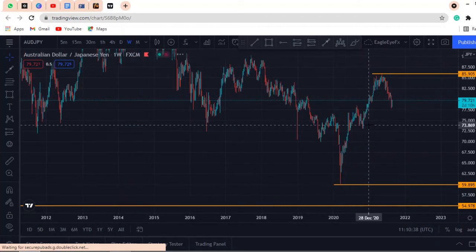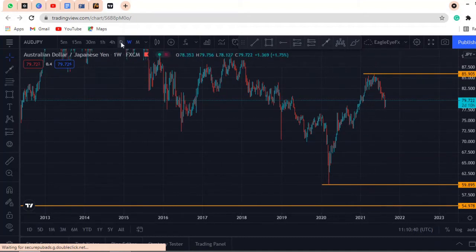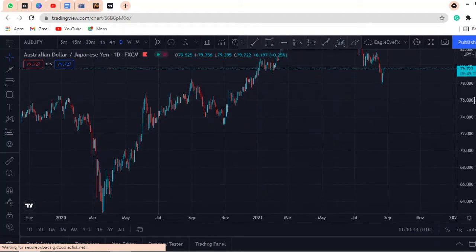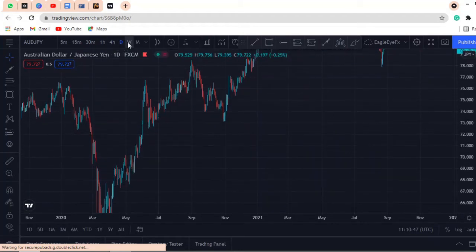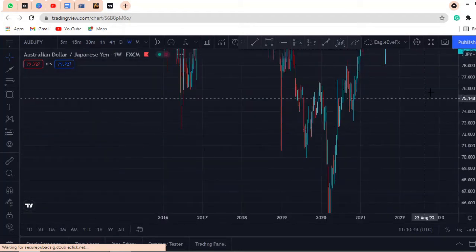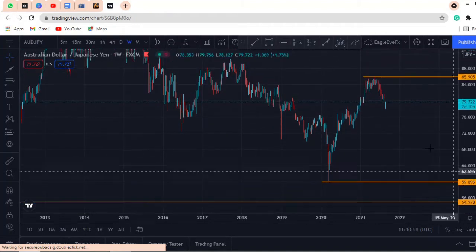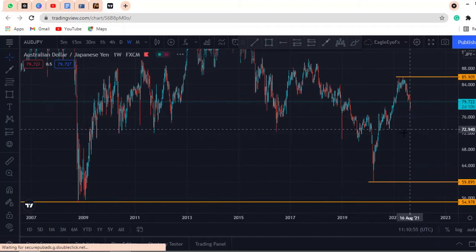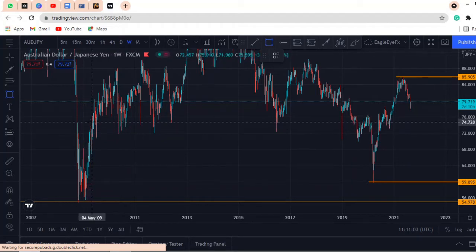Let's see if there's a level we can draw here, or maybe let's go to the daily time frame and see what we can see there. Excuse me, let me go back to the weekly time frame. I just saw something here which is of interest to me, and I would like to draw it at this level here. It's a level of interest to me, and it's because of how the market has behaved.